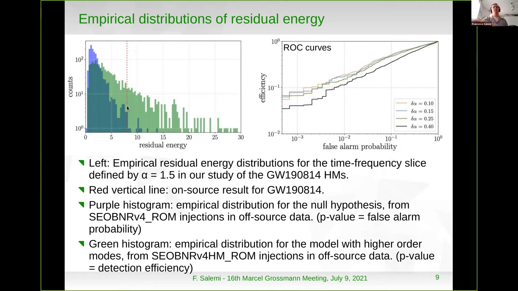So the red line here is the energy residual, which is consistent with the SNR estimates by PE runs. And the blue is what we get by injecting tons and tons of waveforms which do not contain any higher order modes, and gives you some kind of false alarm probability. And the green instead is when we inject them, and it gives in our sense some detection efficiency. And so you can tune the detection efficiency to get the mode you want, and see how well it fares against a null hypothesis.